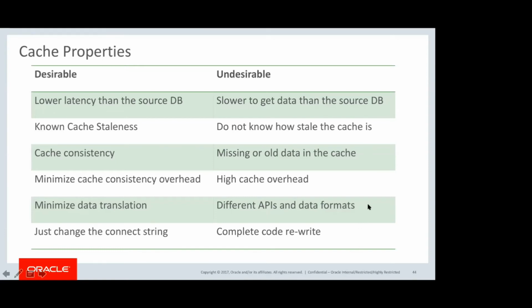None of the solutions use SQL. They're using some NoSQL API, and they're all different, so my customers had to completely rewrite to use these technologies. So these are the things that my customers complain about. If we look at the opposite, you'd want a cache that was lower latency than the system of record, where you know how stale the data is, where you can enforce cache consistency, have lower overhead, and minimize the data translation, preferably have none. And instead of completely rewriting your application, you just change the connect string. Those would be desirable properties. So the rest of my talk is about an Oracle technology that has these desirable properties to replace these undesirable ones.